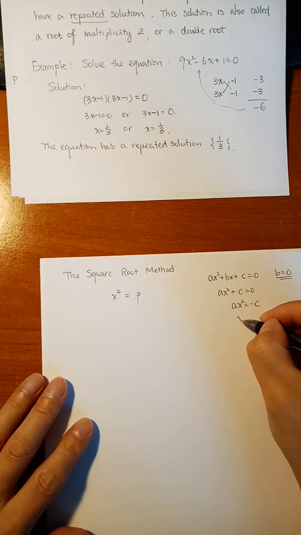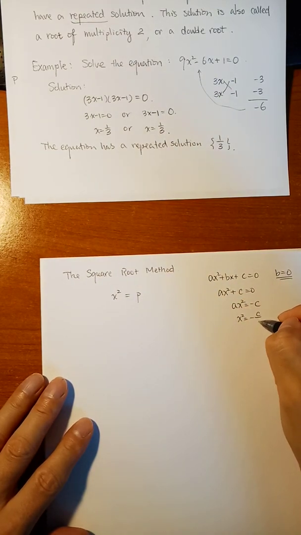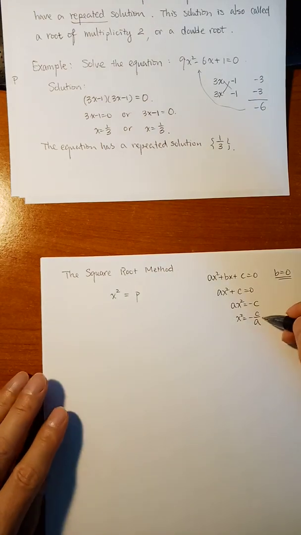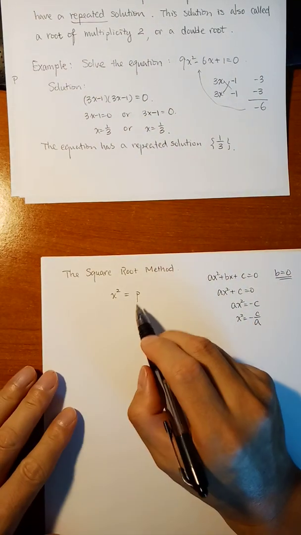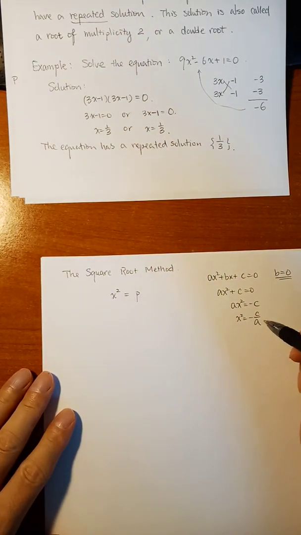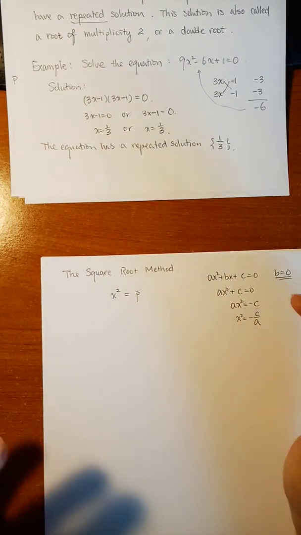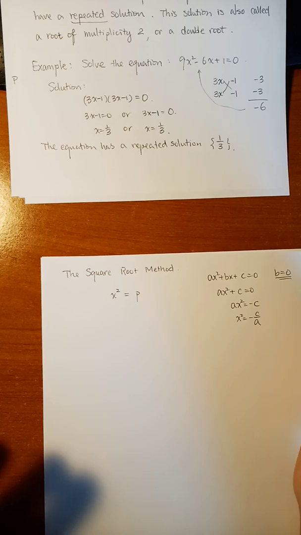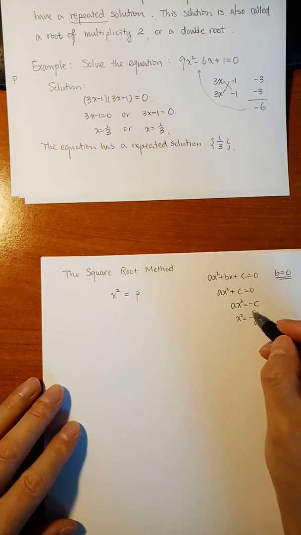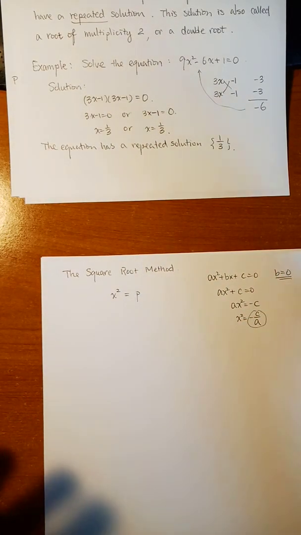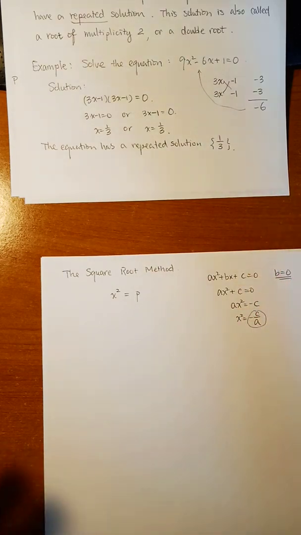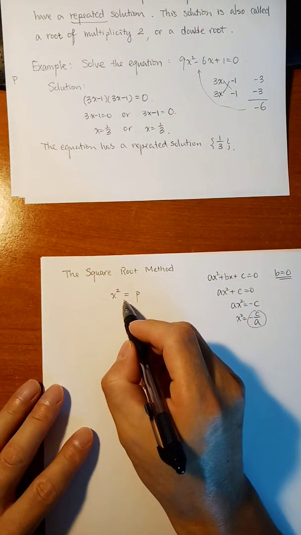You divide by a. We'll have x squared equal to something like this. Okay? So we assume this p is equal to this negative c over a. P can be positive, can be negative. P is this whole complex expression after simplification, whatever. Anyway, we start from here.